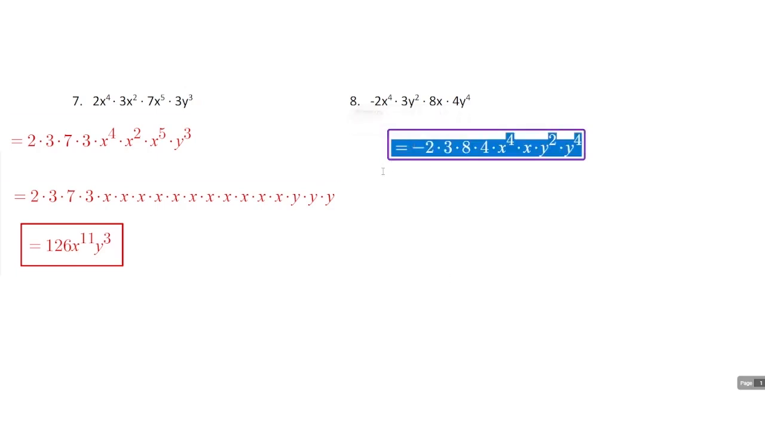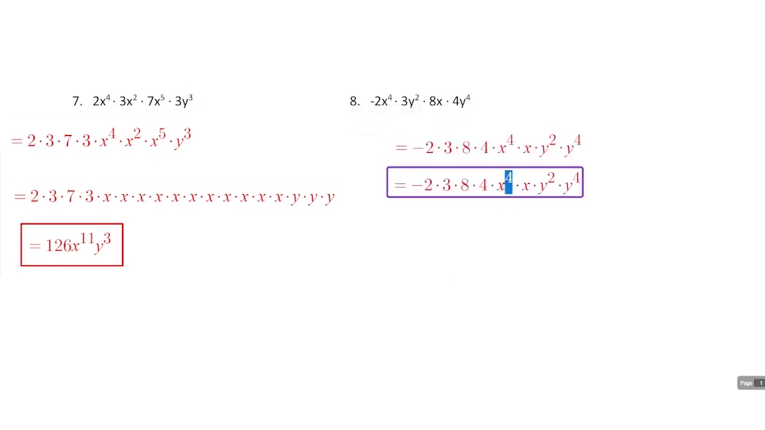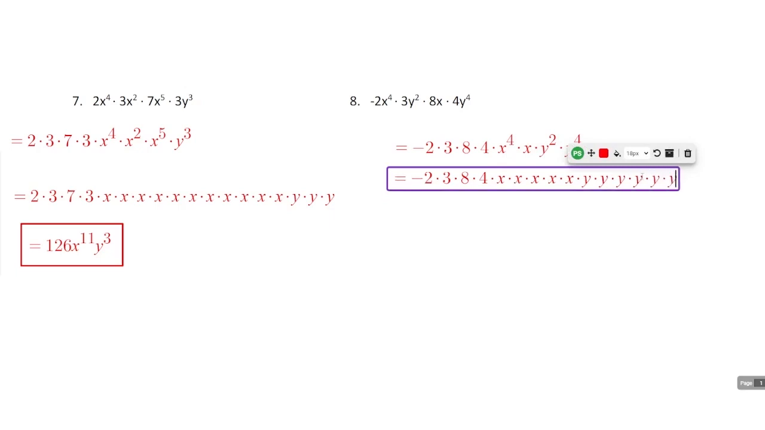Now we're going to expand all those exponents. X to the 4th, I should get 4 x's here. 1, 2, 3, 4. Then I have just this one lonely x that's going to stay there, nothing to expand. Y squared is y times y, and y to the 4th is 1, 2, 3, 4. I think I've got them all accounted for here. Yeah, so we're good.